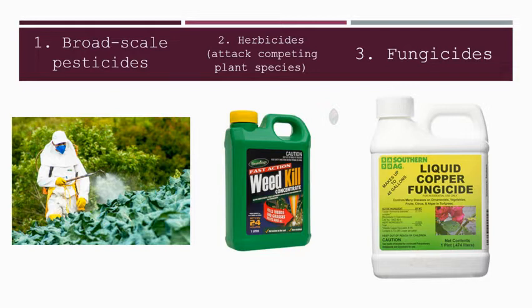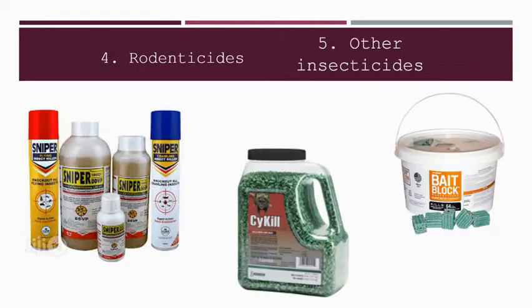So we're going to look at types of different pesticides. So there's broad-scale pesticides, herbicides that kill competing plants against the crops. Fungicides, which kill fungi, right? Rodenticides, which kill rodents, and then other types of insecticides.